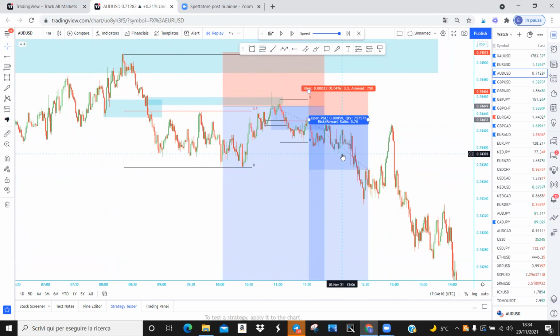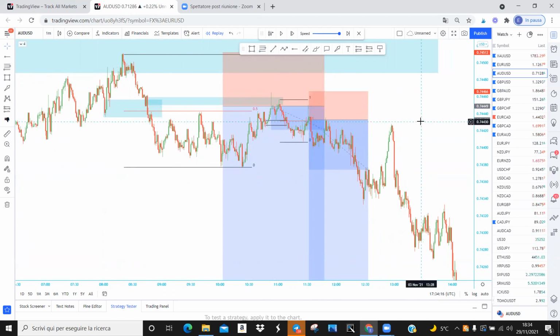We will get some losses. Yes, we will. But with this type of risk to reward ratios, 1 to 4, 1 to 7, and we can get also bigger risk to reward ratios, then we will be fine.